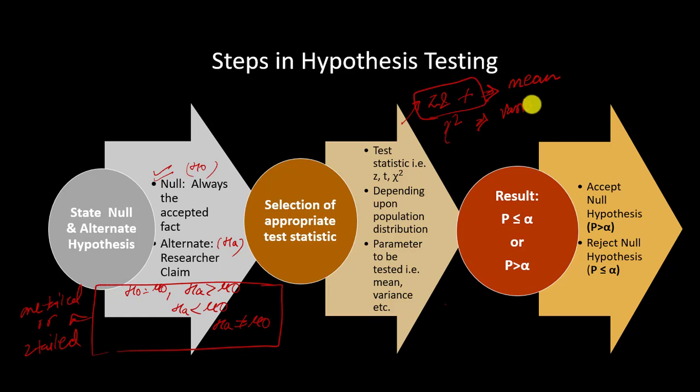whereas chi-square statistic is used for hypothesis testing of variance. After selecting a proper test statistic we calculate the p-value, and we also select our level of significance, denoted by alpha. If p is less than alpha then we reject the null hypothesis, and if p is greater than alpha then we accept the null hypothesis. So this is the brief outline of the steps.